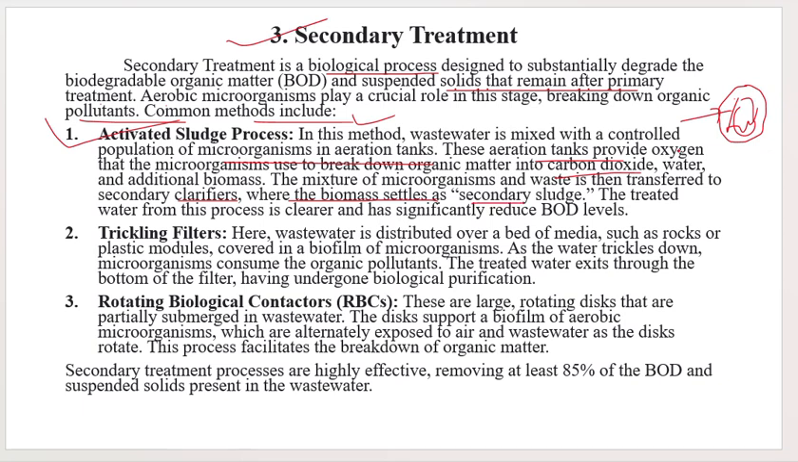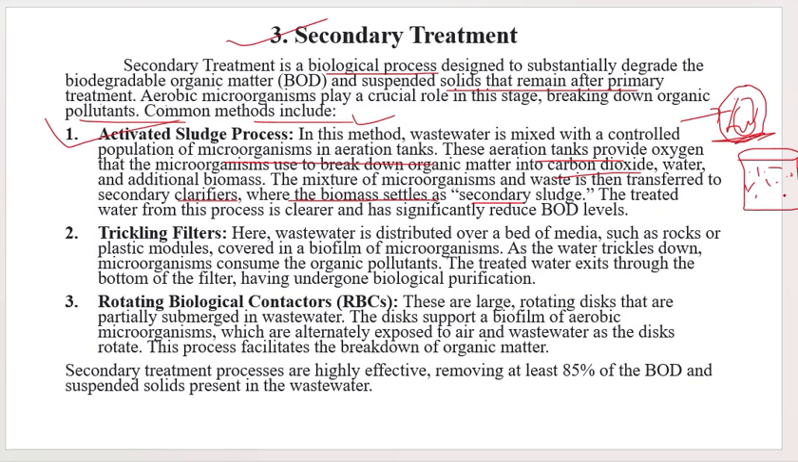After the treatment, after the microorganisms break down that organic material, the organic pollutants will be settled to the bottom or some other place. For example, this is the secondary treatment tank. Here microorganisms will be there, along with oxygen provided. Once these microorganisms break down the pollutants, they will be converted to other forms like carbon dioxide, water, and additional biomass.